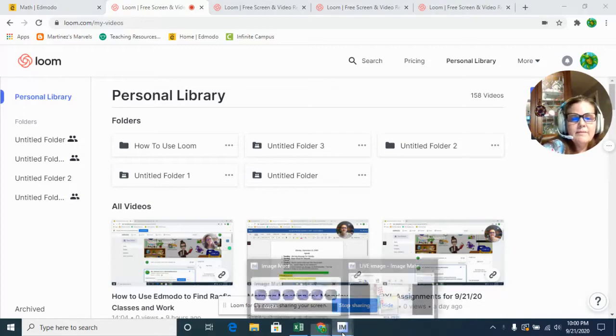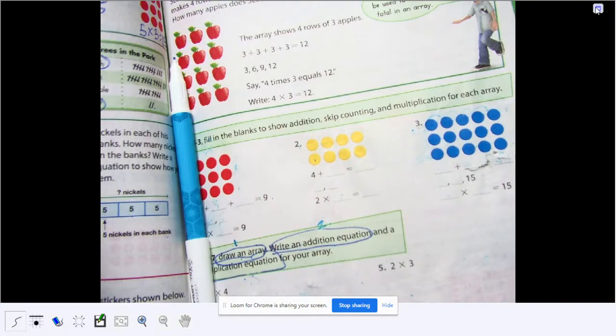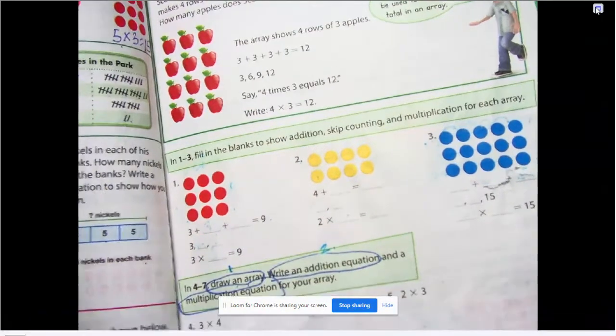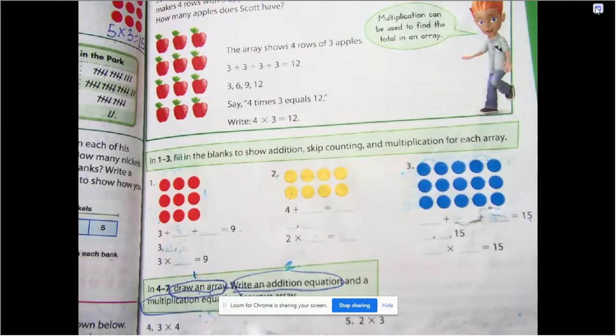Right, hi guys. We're going to grab out our math book and go to page 23. We're going to do our corrections of our homework on page 23. So you can use a pencil or you can use a red pen if you want to mark things off.